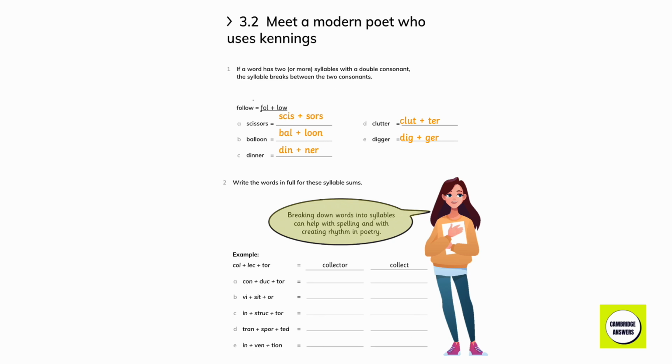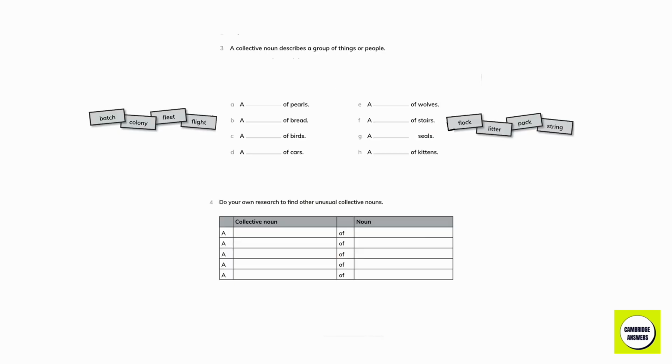Write the words in full for these syllable sums. Then write the verbs that the words come from. For example, collector is collector and collect. Conductor, conductor, conduct. Visitor, visit. Instructor, instruct. Transported, transport. Invention, invent.